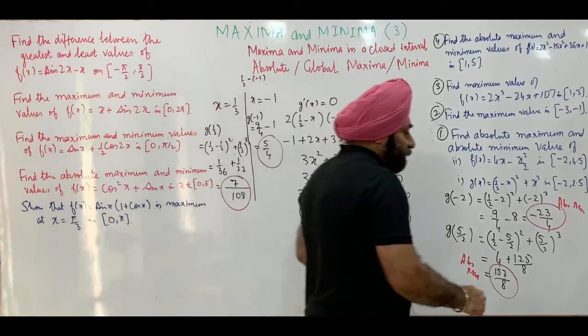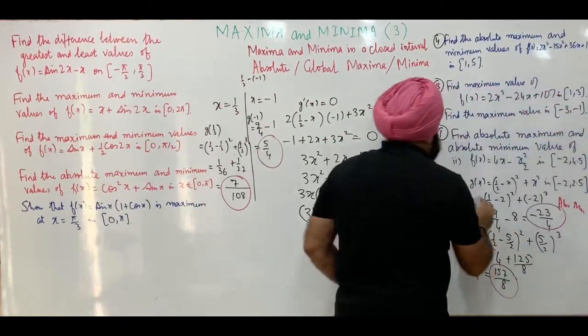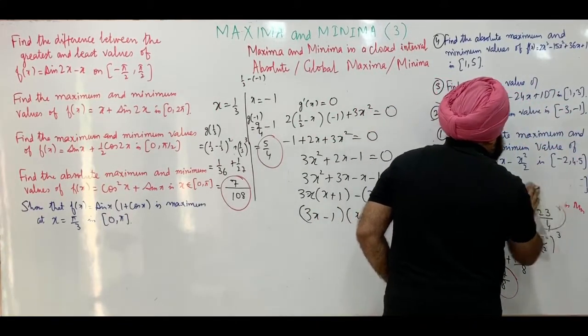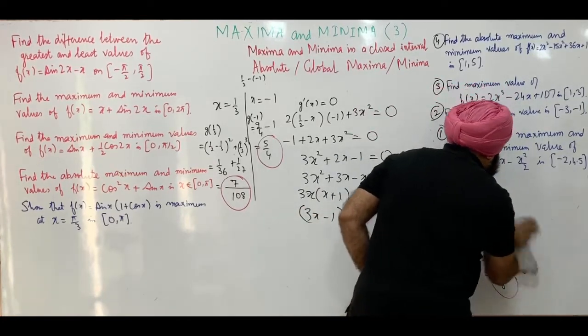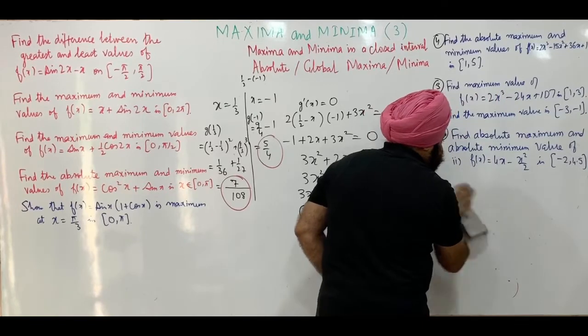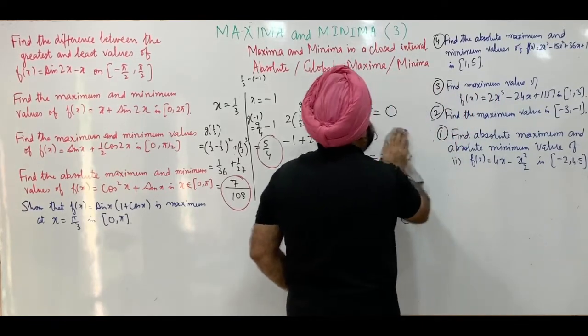Okay, second part. Now we are given f of x is 4x minus x square upon 2, and the interval is minus 2 to 4.5.